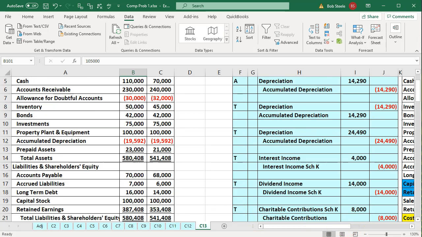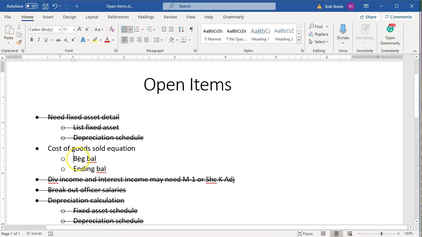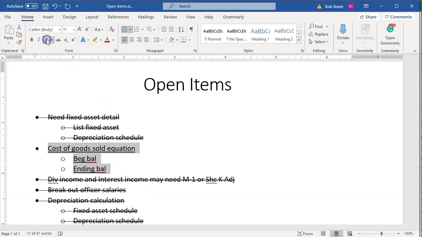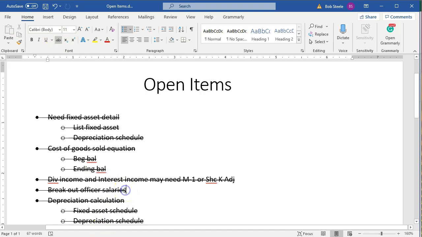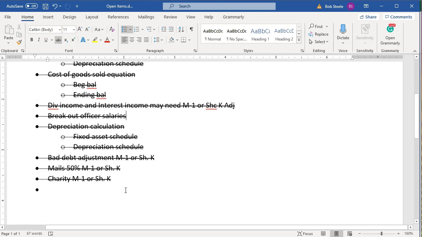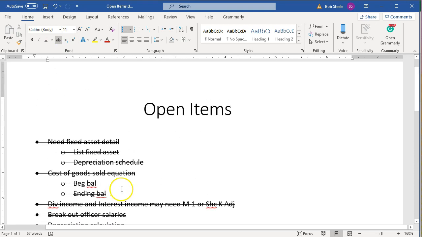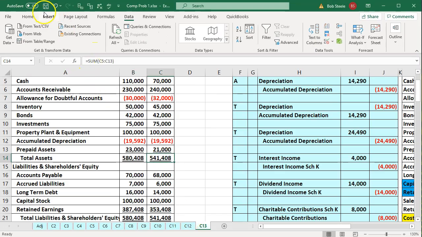And then we can go back to our forms and say, all right, we now have given the detail for the cost of goods sold calculation. That has been done. I'm not going to underline, I'm going to cross it out. So that's been done. Now we'll do some more reviewing. We've got to all the open items that we wrote down. Now we'll do some more checking and reviewing of the tax return. I'm going to go ahead and save this.